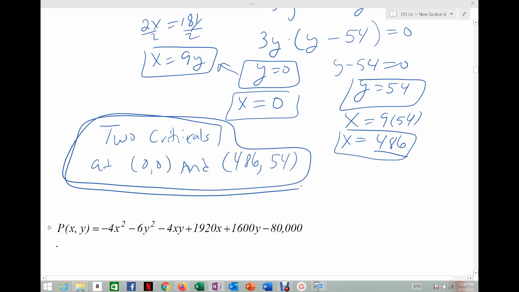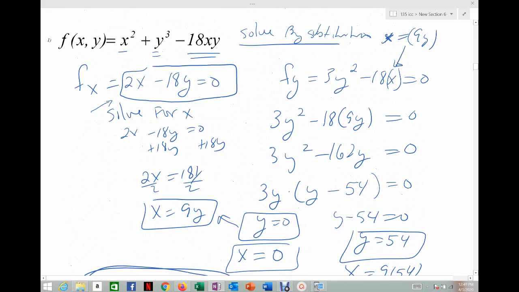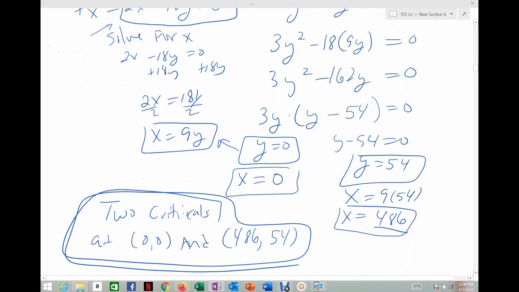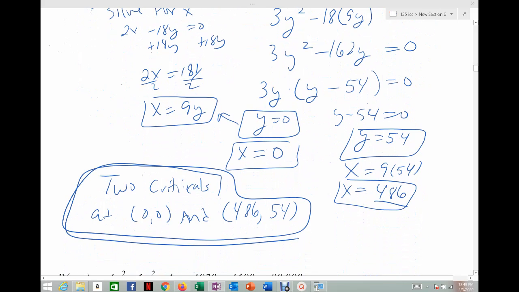So that is where, again, this function has two critical values, which are either peaks or valleys, or neither. There actually is a neither case too. So again, we'll do that in the next section. Right now we're just practicing finding critical values.